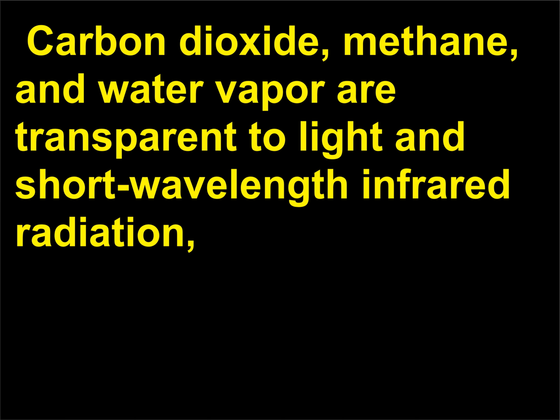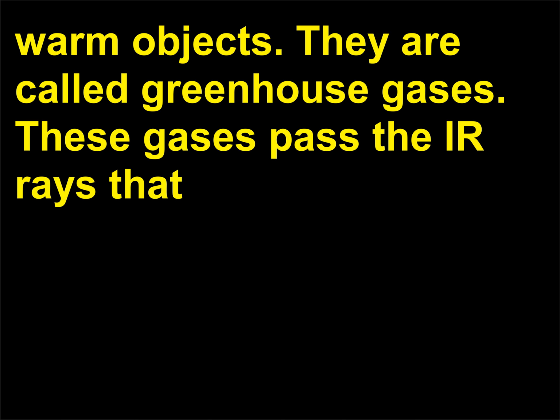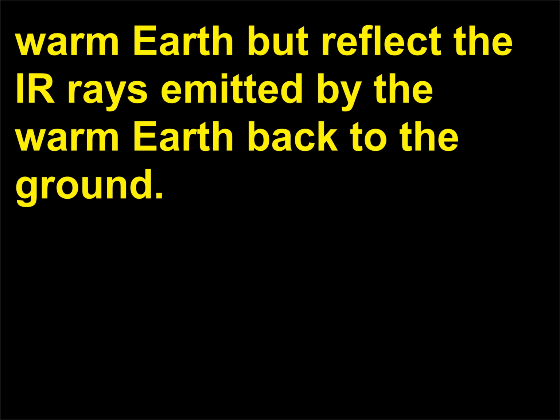Carbon dioxide, methane, and water vapor are transparent to light and short-wavelength infrared radiation, but are opaque to the long-wavelength infrared emitted by warm objects. They are called greenhouse gases. These gases pass the IR rays that warm Earth but reflect the IR rays emitted by the warm Earth back to the ground. Thus they act as an insulating blanket for Earth.